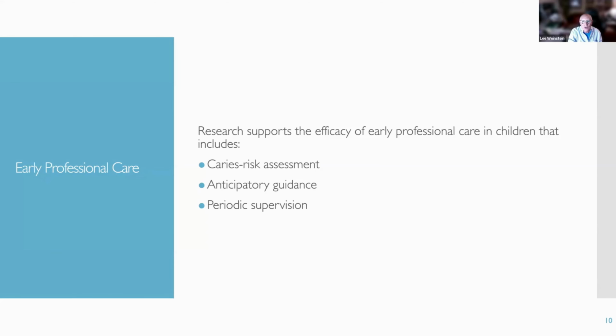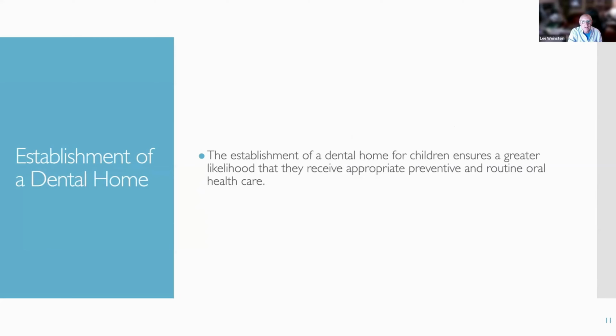But we need to get in there for early prevention and early professional care. All right, the establishment of the dental home for children ensures a greater likelihood that they will receive the appropriate preventative care and routine oral health care. If you're there and you're in the system, we at least have a shot at it. If you're not in a system where someone tells you not to come until 3, like we said before, we have a problem, because now you've got 3 years of bad habits, perhaps, and you're going to have a child with all kinds of problems. And then what do we do?